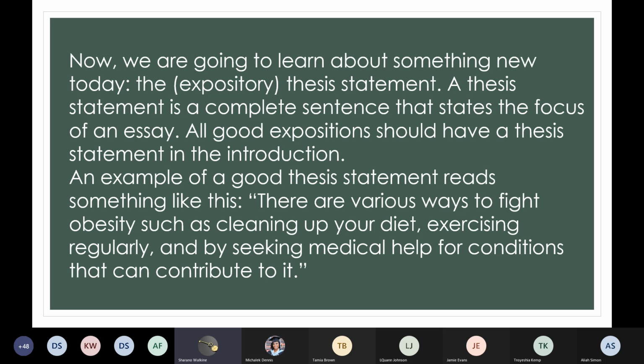So if you were reading this, you would already know, okay, this person is going to be talking about these 3 things. Now, what do you think they would talk about in the essay first? What do you think the first paragraph would be? The first paragraph in the body, sorry, of the essay, not the essay overall.